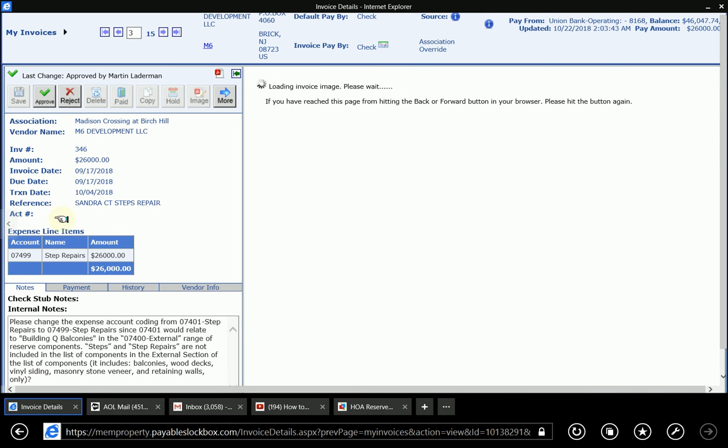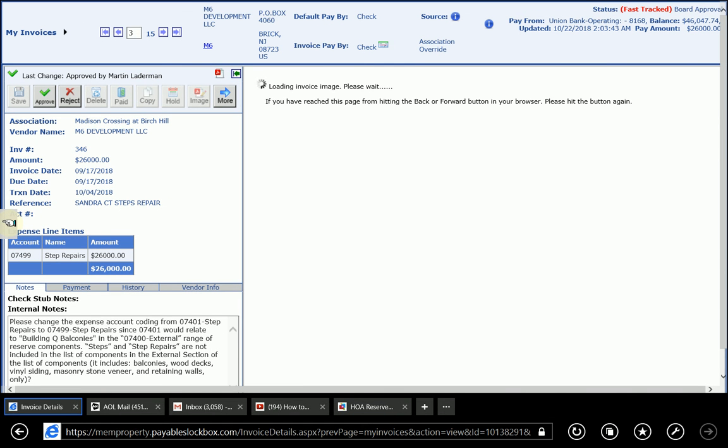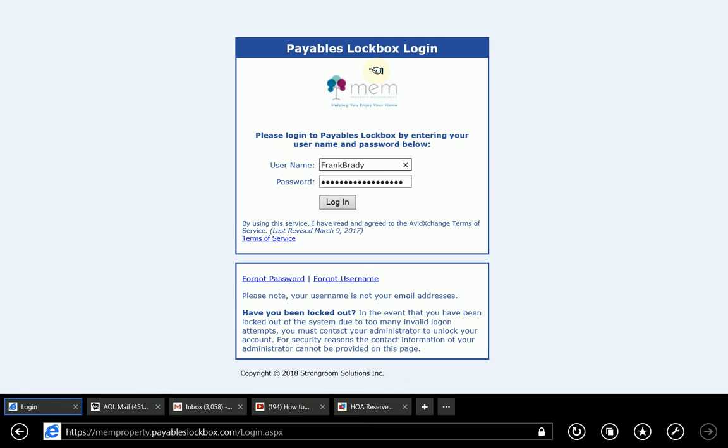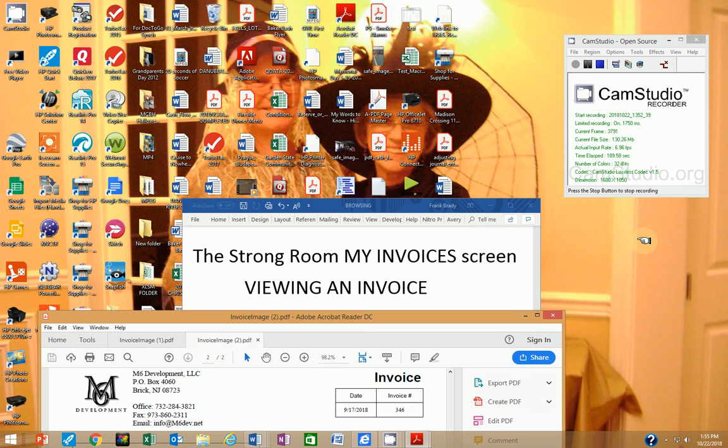Back to the invoice screen, again looking at the arrow to the left hand side of the screen and clicking on that brings us back to the My Invoices screen. At this point I'm going to log out of Strong Room and close the video.